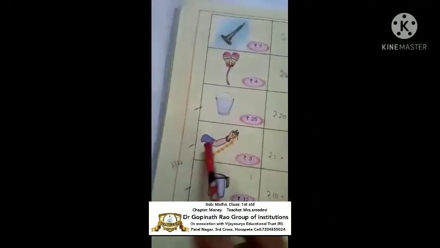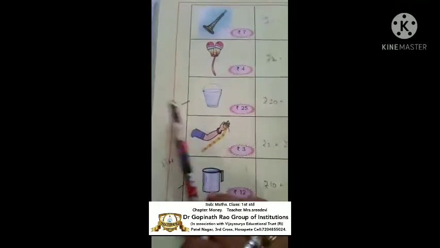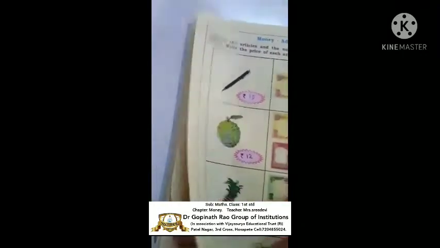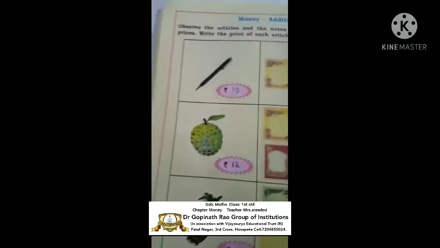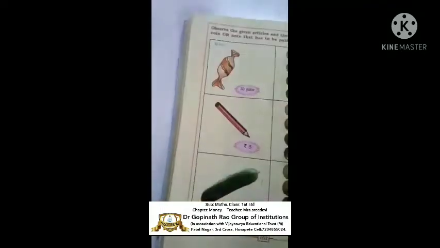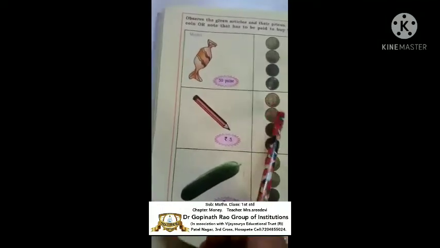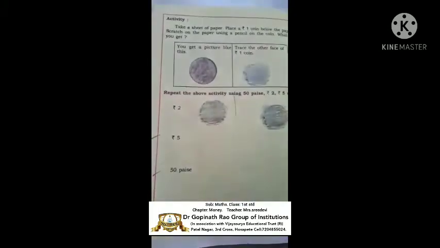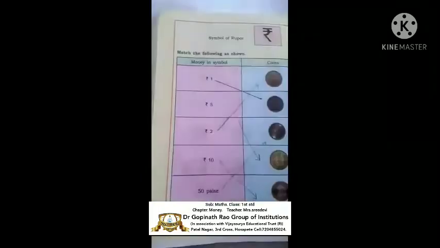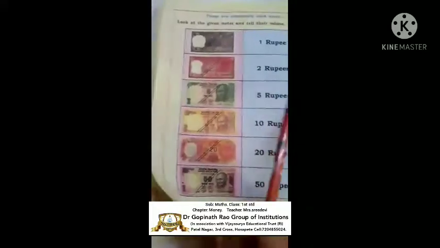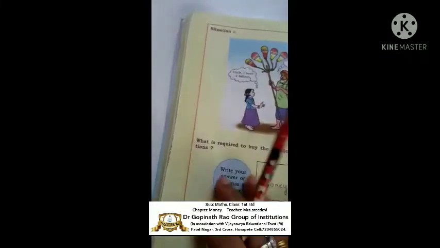Okay. So this completes your money chapter, children. If you have any doubt on this, you can ask me. See, before finishing the money chapter, I have shown you all the money also. Okay. If you go to the market, when you buy, children, you ask your parents to give change for yourself. Okay. So this completes your money chapter.